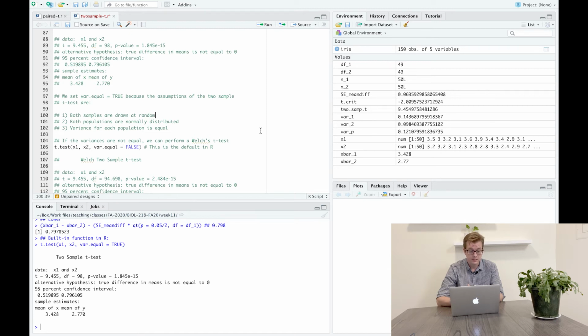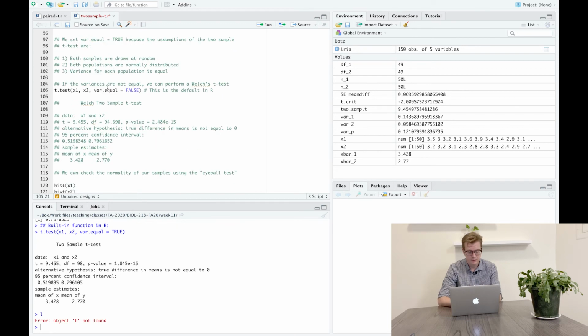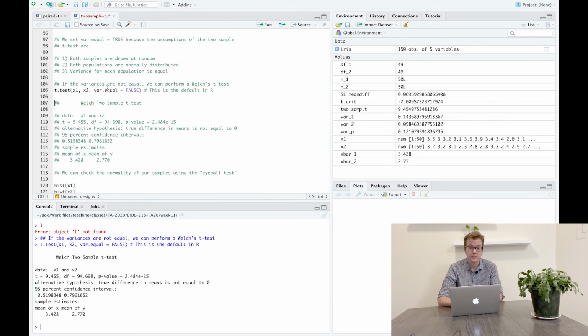Welch's t-test is the exact same thing as the two-sample t-test, but var.equal equals FALSE. And this is actually the default in R. And so if you run a two-sample t-test and you don't set var.equal, you will automatically get a Welch test. And you can see if we run that, the outcome is very similar to the var.equal equals TRUE.